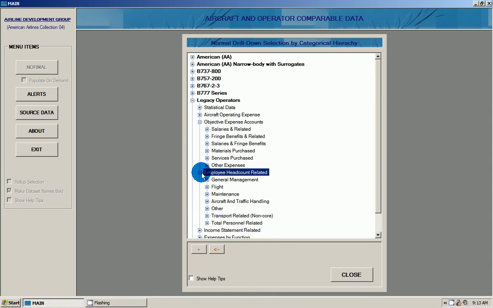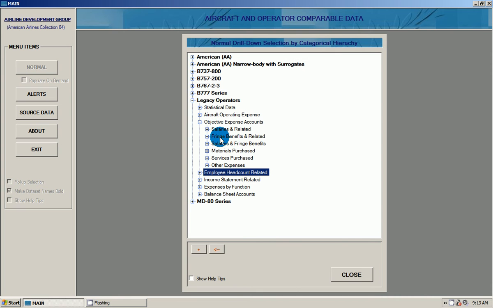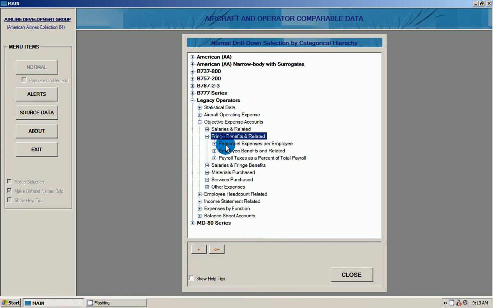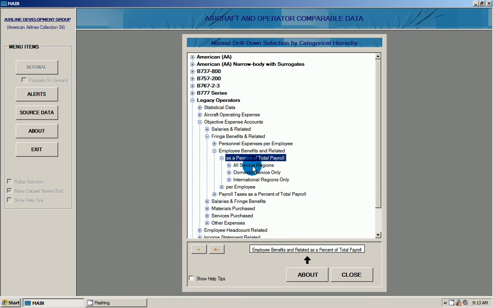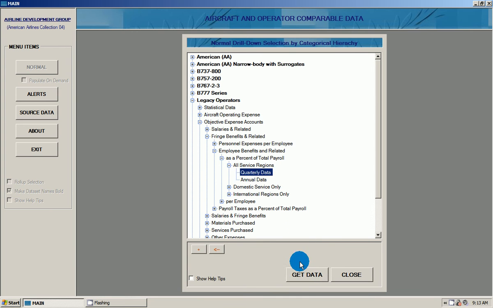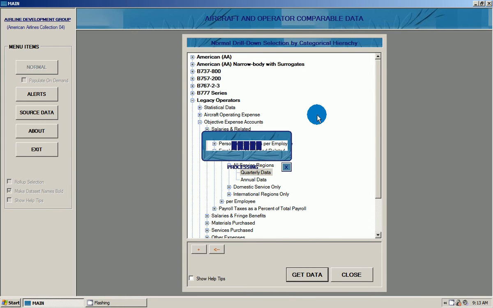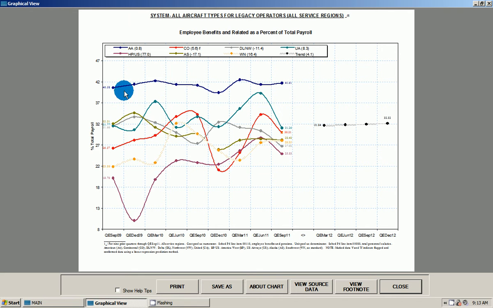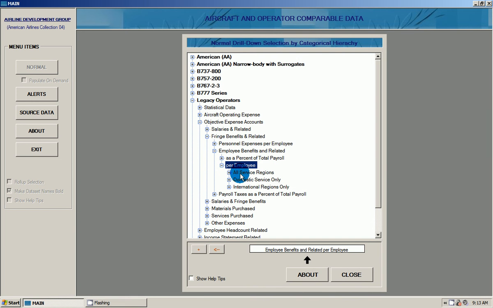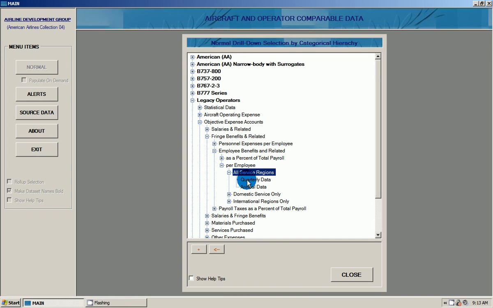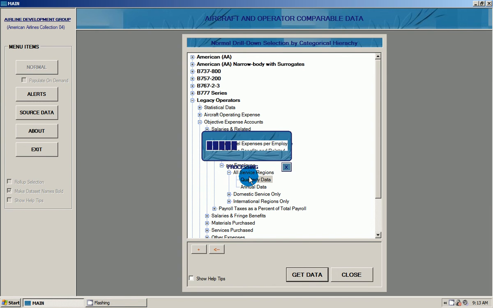Let me just collapse this. Whoops. And let's look at something here. Let's look at benefits. And we'll look at employee benefits and related as a percent of total payroll. And let's look at quarterly presentation here. And it returns the data here as well. American Airlines looks like it exceeds all the others. We can also look at per employee, all service region. Let's see what that amounts to.